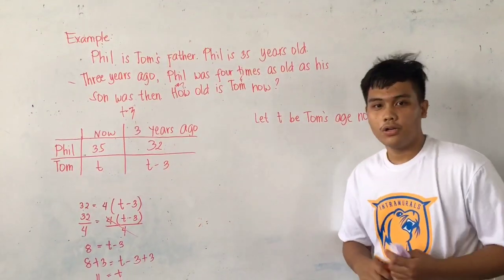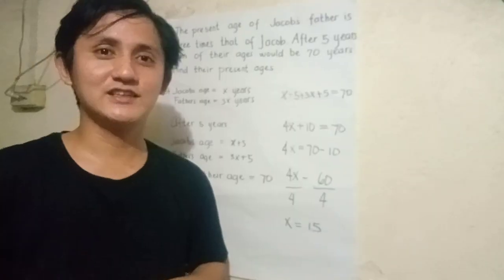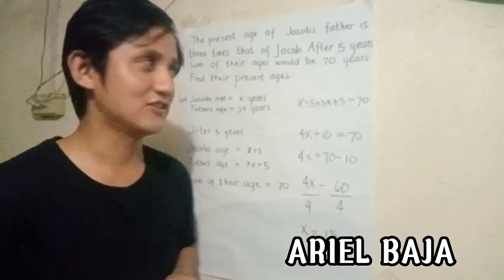So how old is Tom now? Therefore, Tom is now 11. Discuss about linear equation with one variable. So here is the example.